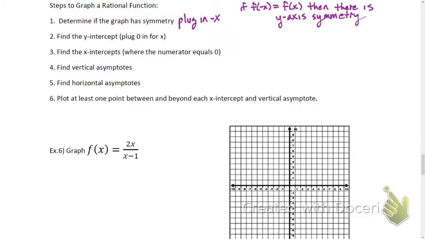If I plug in negative x, and I do all my simplifying, and every sign flips, that's what negative f of x means, every sign flips, then there is origin symmetry.